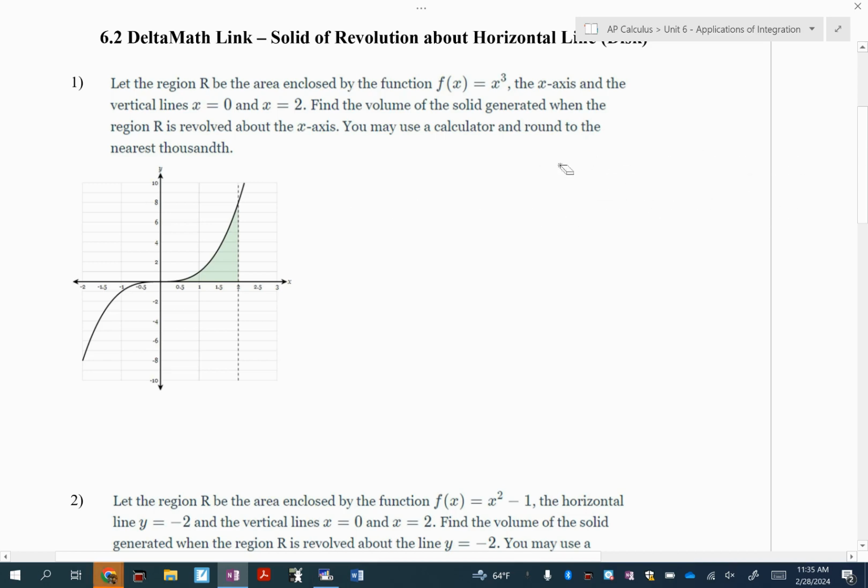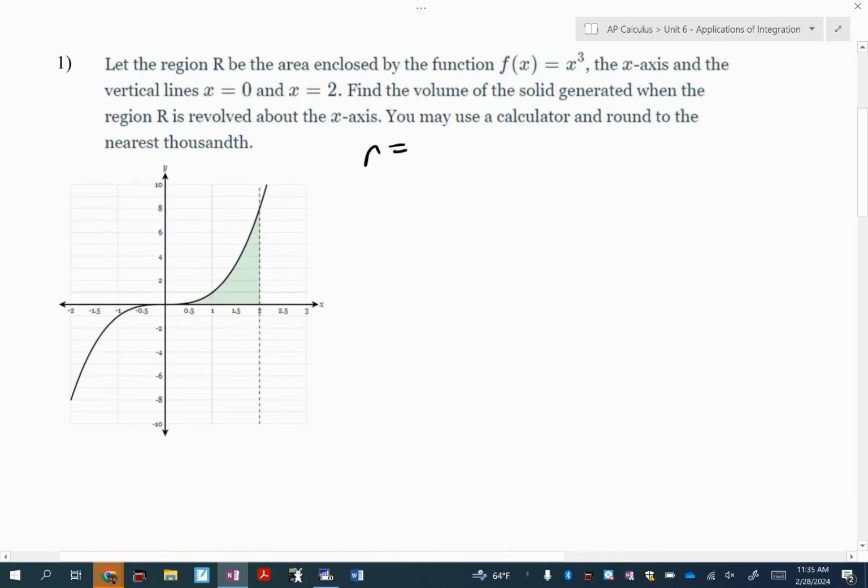All right, so the first thing I'm going to find is my radius. The question in number 1 says we are revolving this region, if you want to call this region R. We're revolving this region around the x-axis, or another way to think of it is y equals 0.